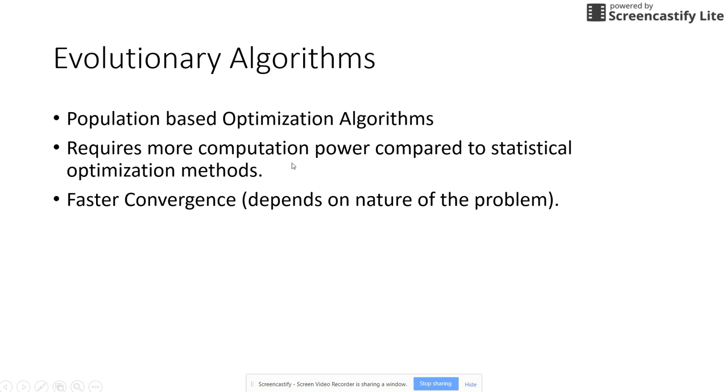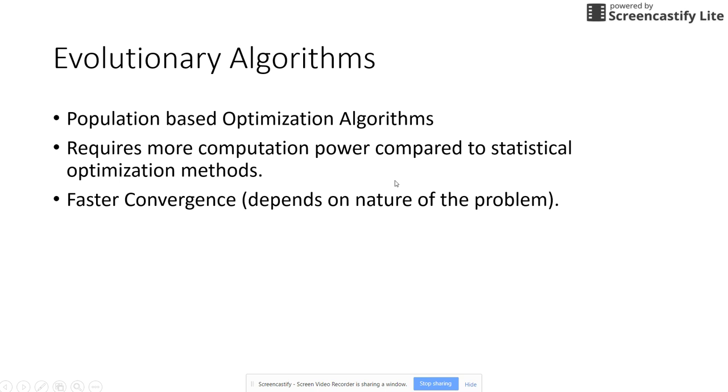So evolutionary algorithms are population-based optimization algorithms, and these are mainly used for solving NP-hard problems, and they actually require more computation power compared to statistical optimization methods, but they offer better convergence and better optimization value.